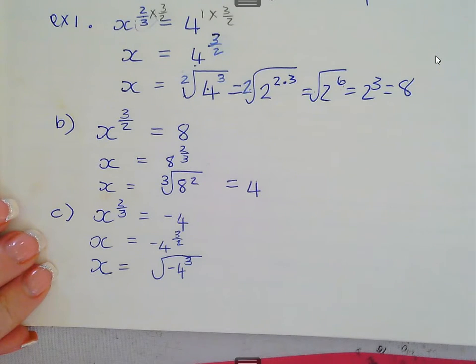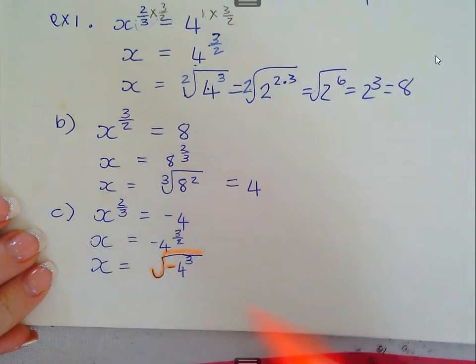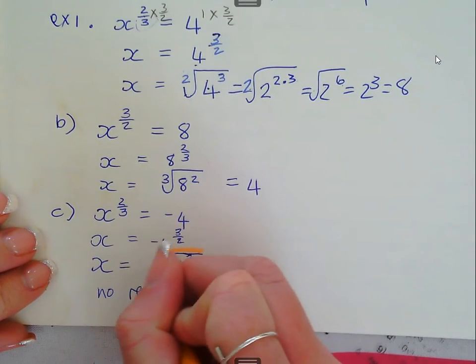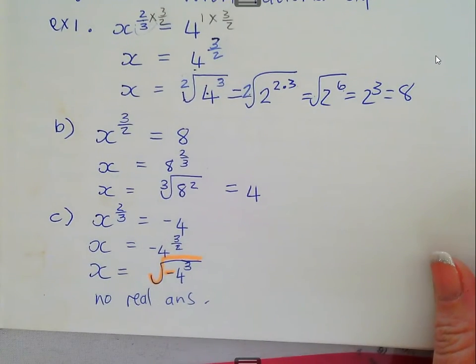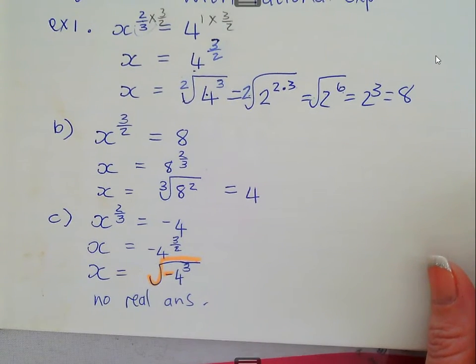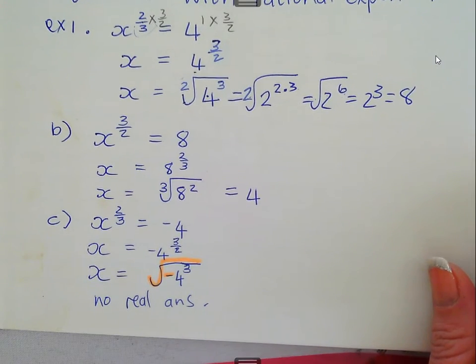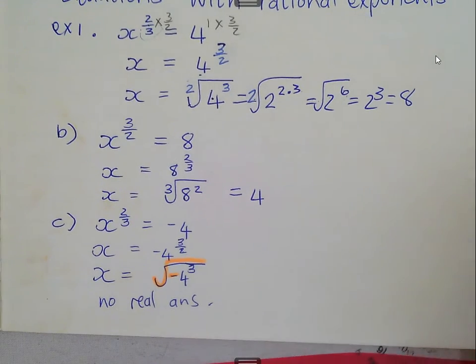Do you see it? What is the danger light? Square root of a negative. No solution. No real answer. Happy? Yeah. You have to do that in the exam. You all understand why? We can't take the square root of a negative number.